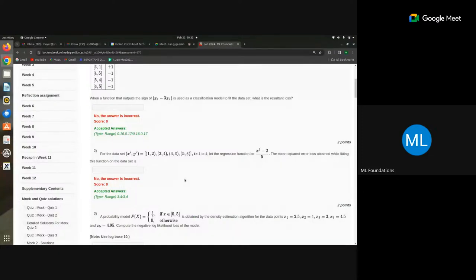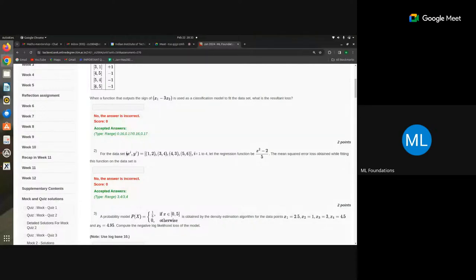The only difference is that the output here is a regression output, right? Yes, sir. So let the regression function be (x square minus 2) by 5, and the mean square error loss obtained while fitting the function to the data set will be what?